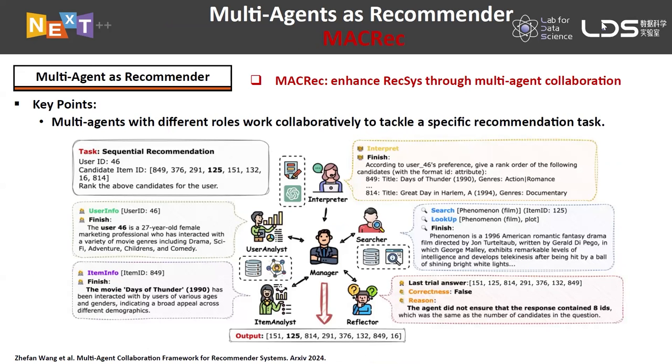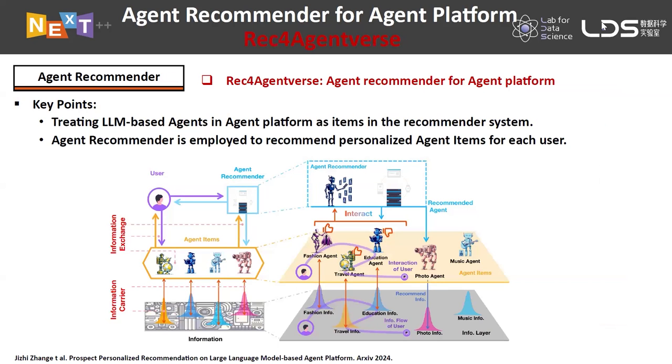And this work is MACRec. It uses multi-agent systems with different roles working together to tackle a specific recommendation task, with modules like the interpreter, searcher, user analyst, item analyst, and reflector, each with different roles. And this is Rec4Agentverse. It treats the agents in agent platforms as the items in the recommender system. And the agent recommender system is employed to recommend personalized agent items for each user. It's just like the multiverse.